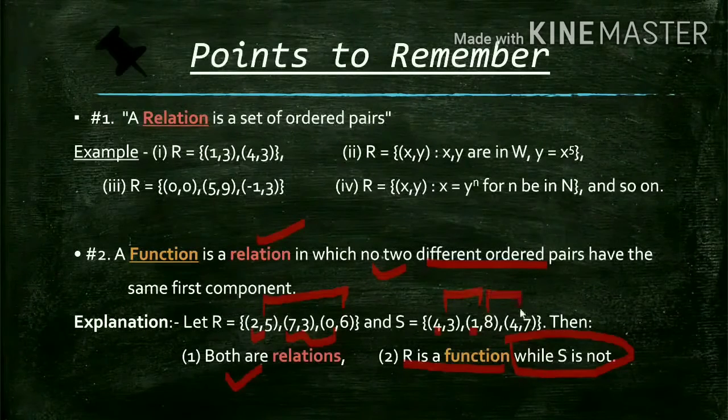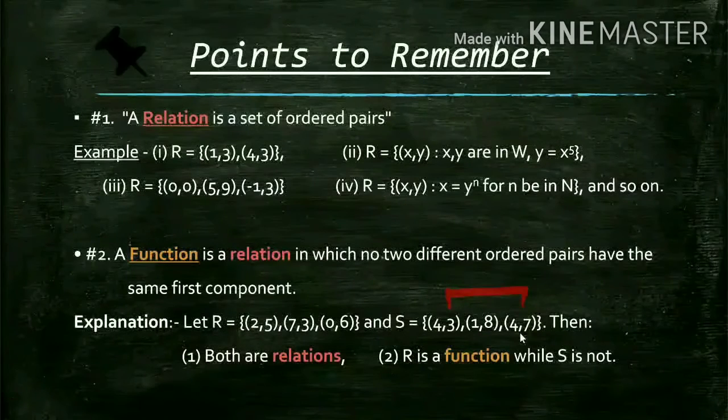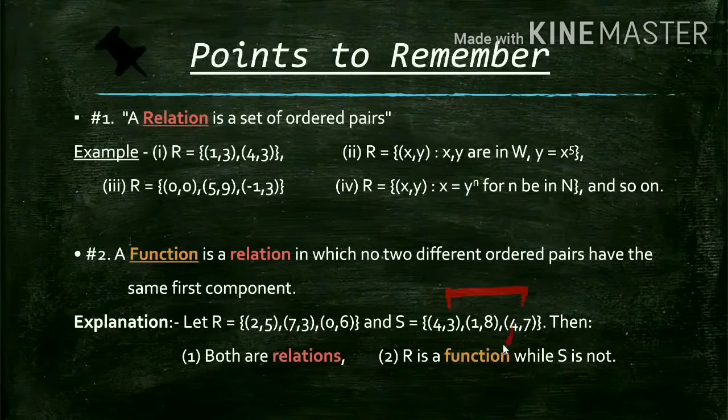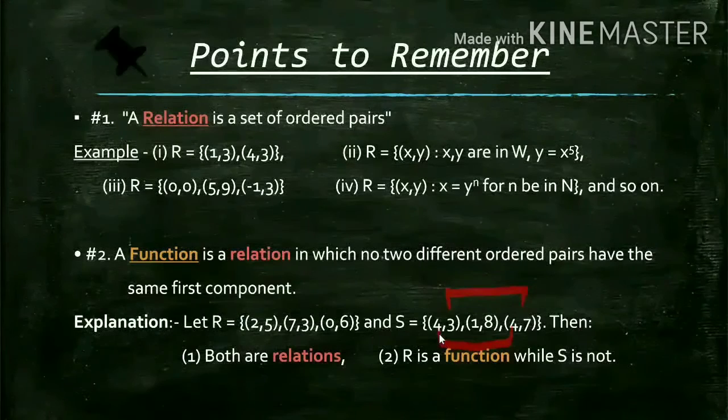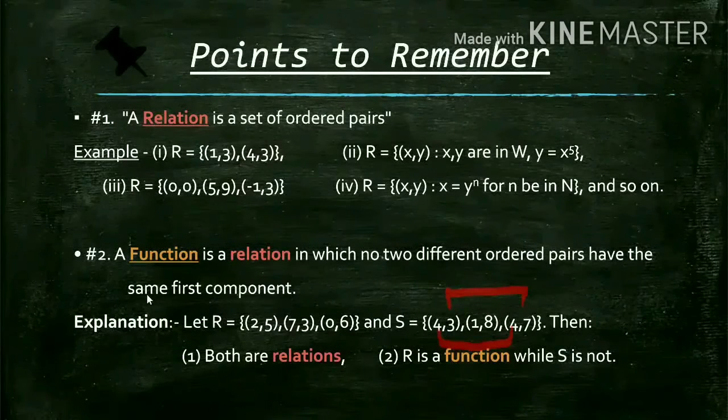Now I pick (1, 8) and (4, 7). These are also two different pairs and they also do not have the same first component. So up till now this property is verified, unless I pick these two. Now these are different ordered pairs, no doubt, but this is the problem creator's trick, this 4. Now these ordered pairs have the same first component 4, and that contradicts this property.